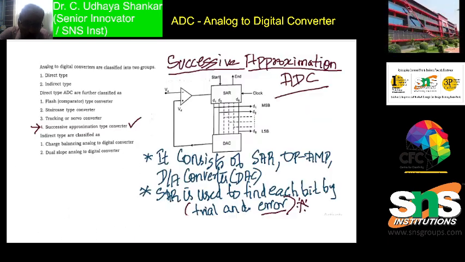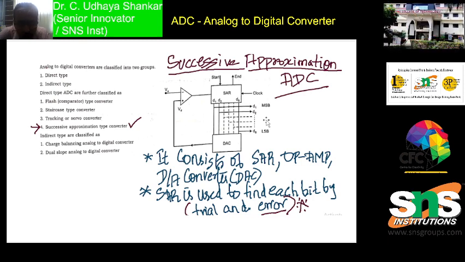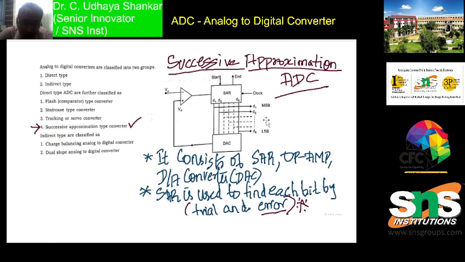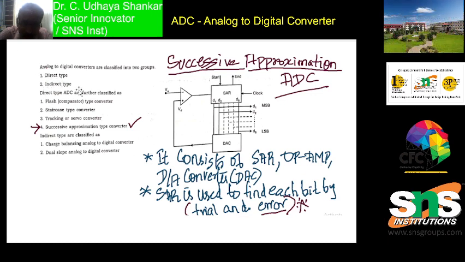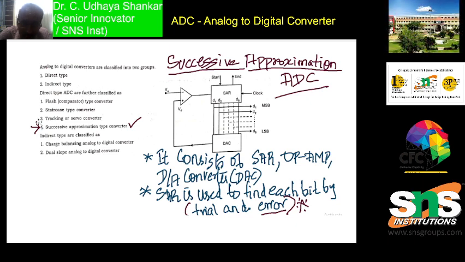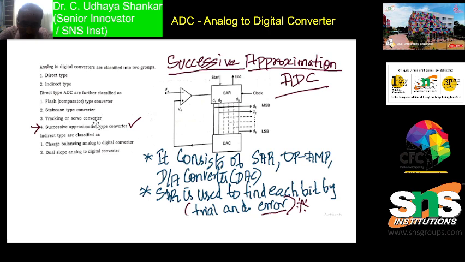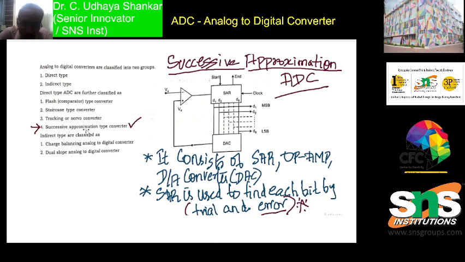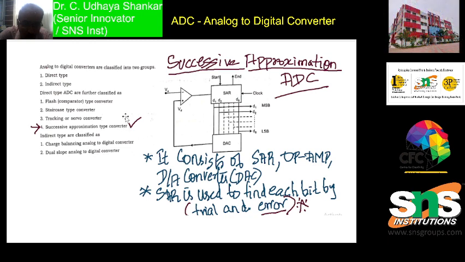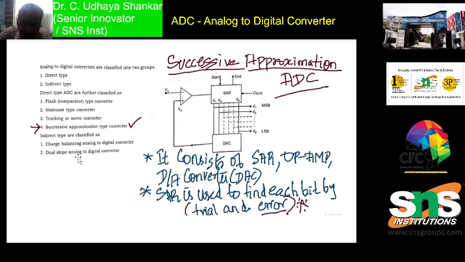Moving on, any ADC can be classified into two major classifications: the direct type and the indirect type. In the direct type we have four different types. One is the flash type converter, the second is the staircase type converter, the third is the tracking converter, and the fourth is the successive approximation type converter. The indirect type is classified into two: the charge balancing analog to digital converter and the dual slope analog to digital converter.